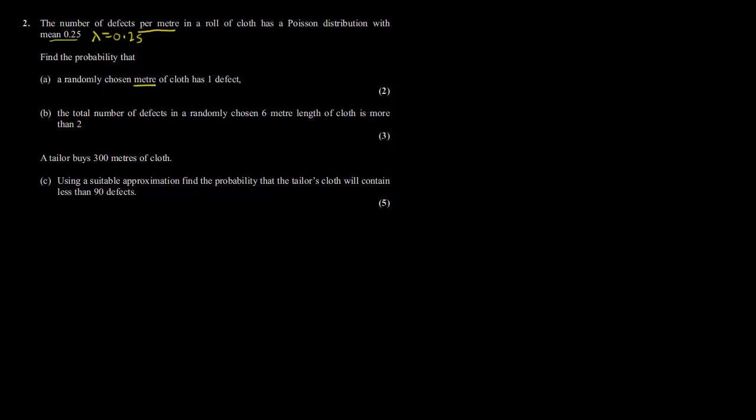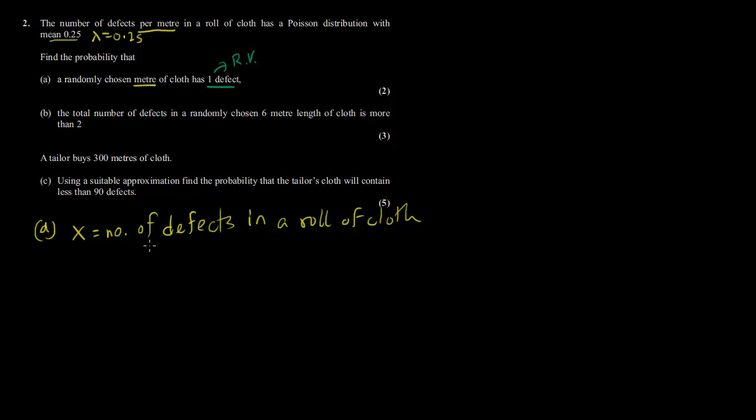Now this one defect, that is the random variable. So first of all, what we have to do is define the distribution. So let's define the random variable first. The number of defects in a roll of cloth, it has to be properly defined in context. So x is the number of events. What is the event? Number of defects in a roll of cloth. So that's the random variable defined.